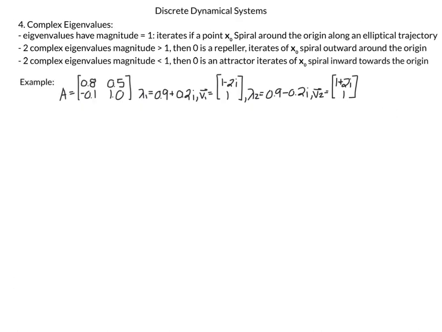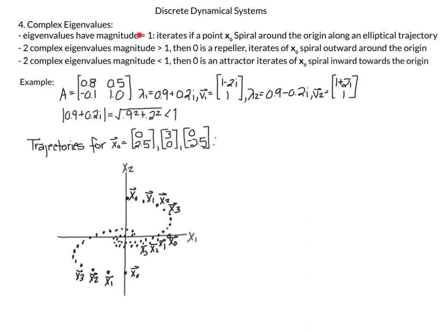We start with the example. A is a 2 by 2 matrix with first column vector 0.8, negative 0.1, and second column vector 0.5 and 1. We can find the eigenvalues. The first eigenvalue is 0.9 plus 0.2i, with the eigenvector 1 minus 2i, 1. And then lambda 2, the second eigenvalue, is 0.9 minus 0.2i, with the eigenvector 1 plus 2i, 1.